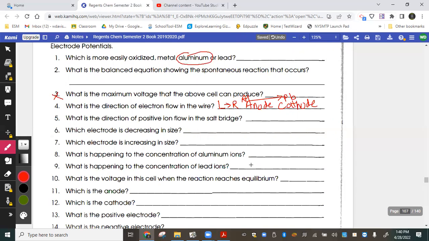And what is the direction of the positive ion flow? Which electrode is decreasing in size? So I'm going to hold off on the positive ion flow. I'm going to just skip over that for just a second.